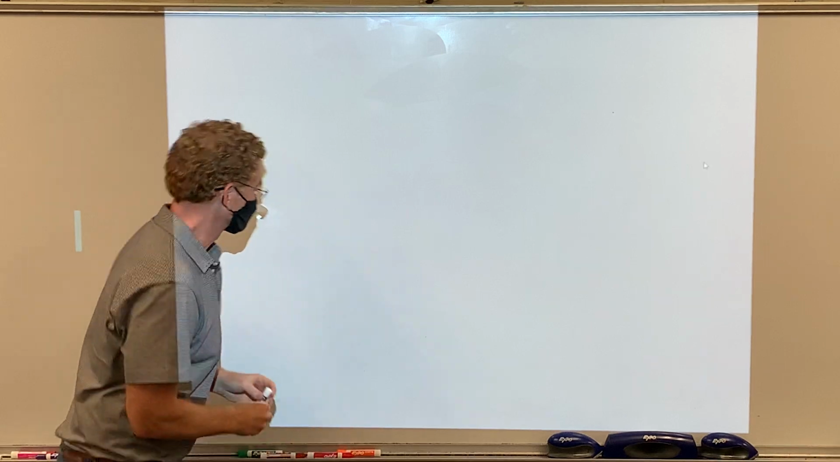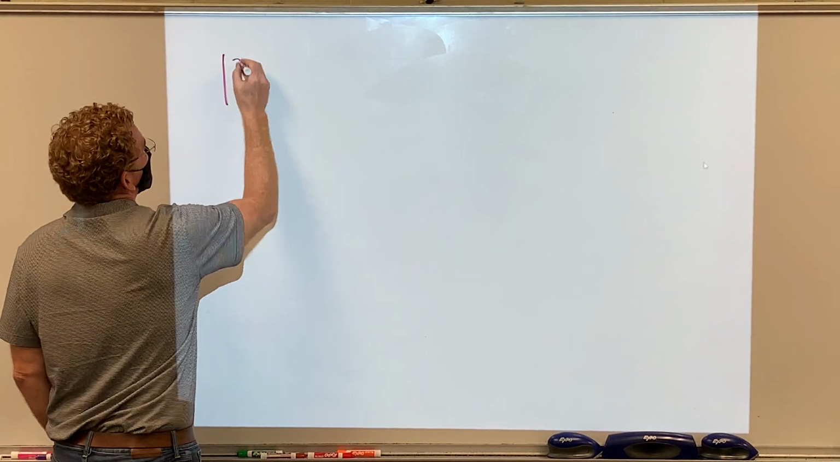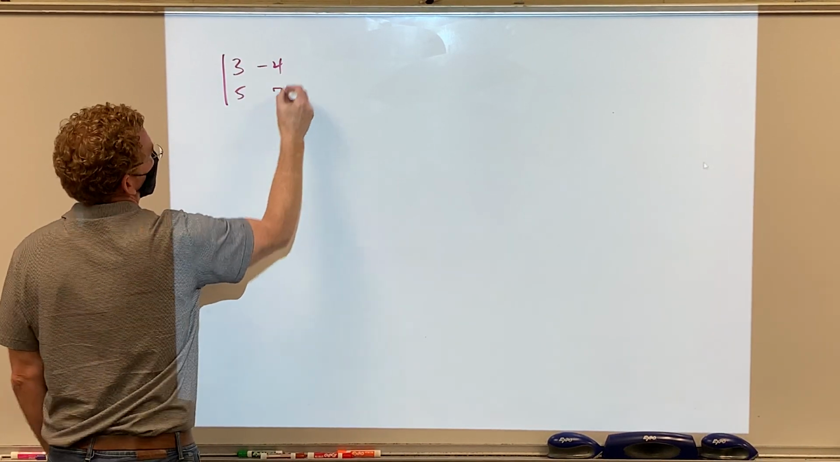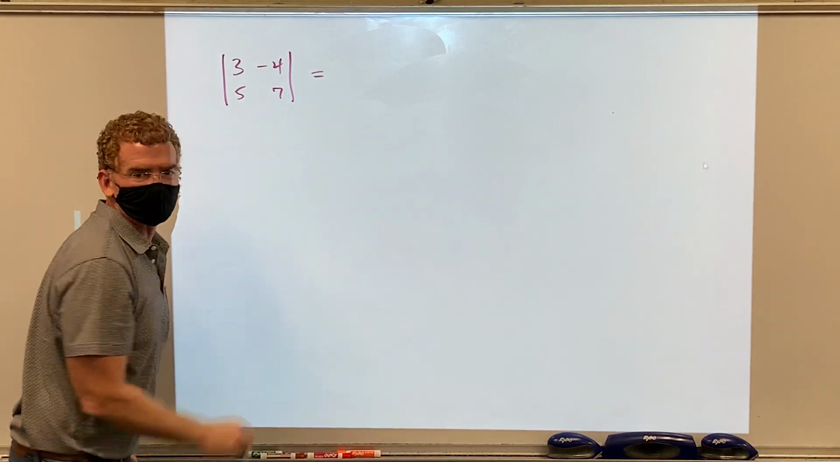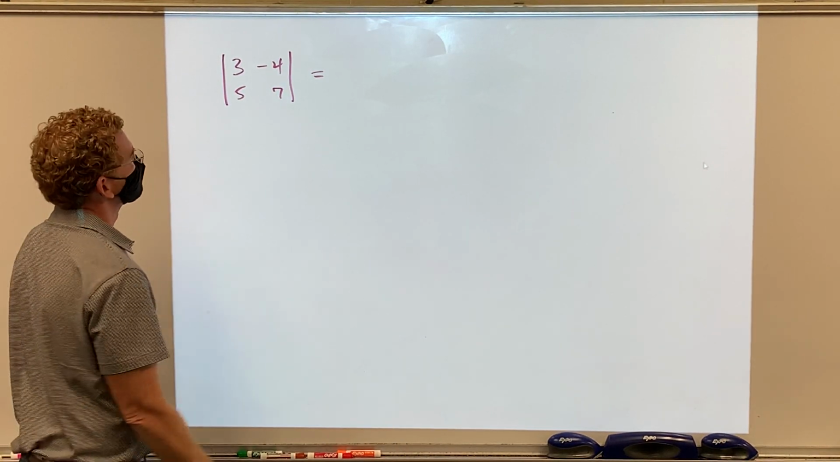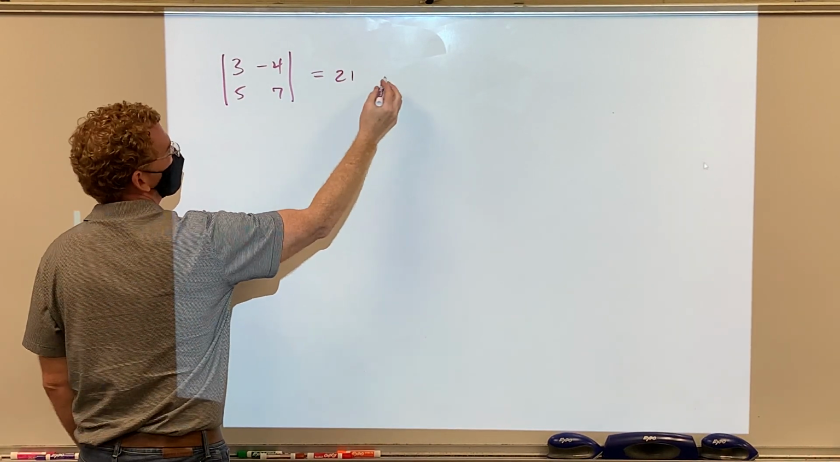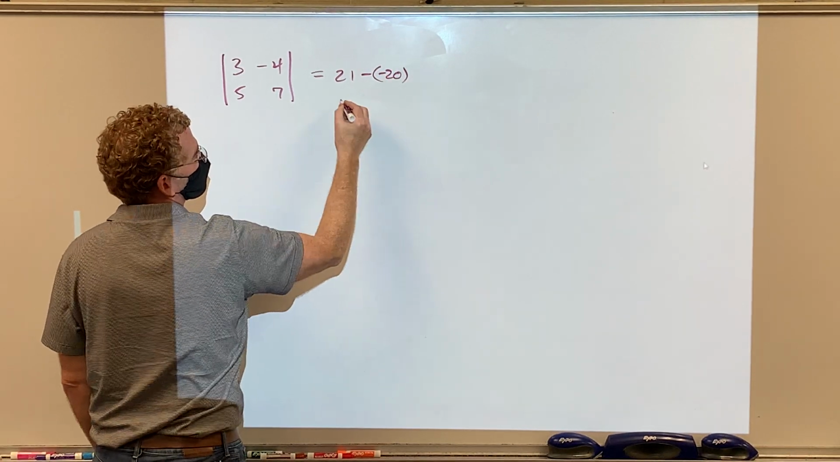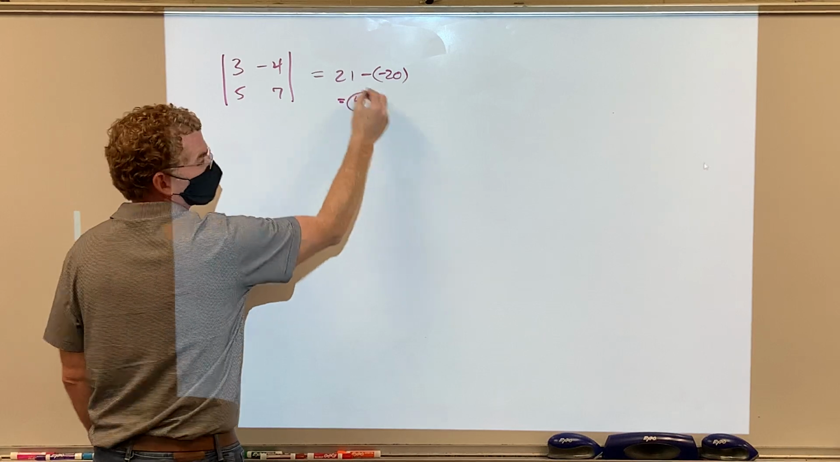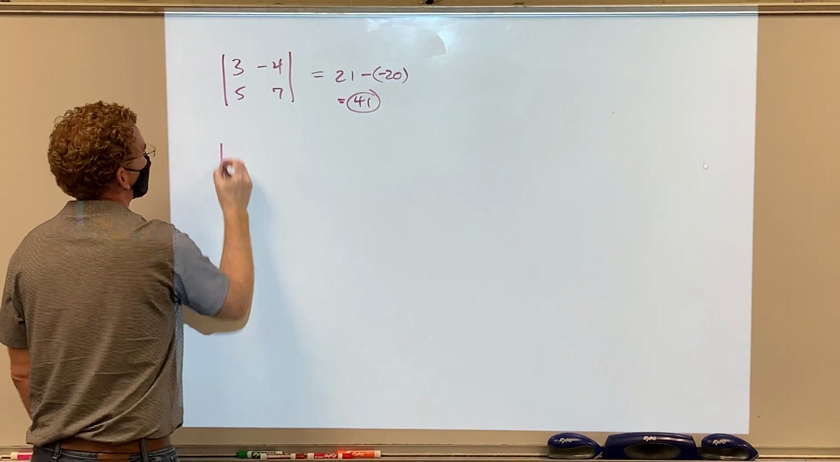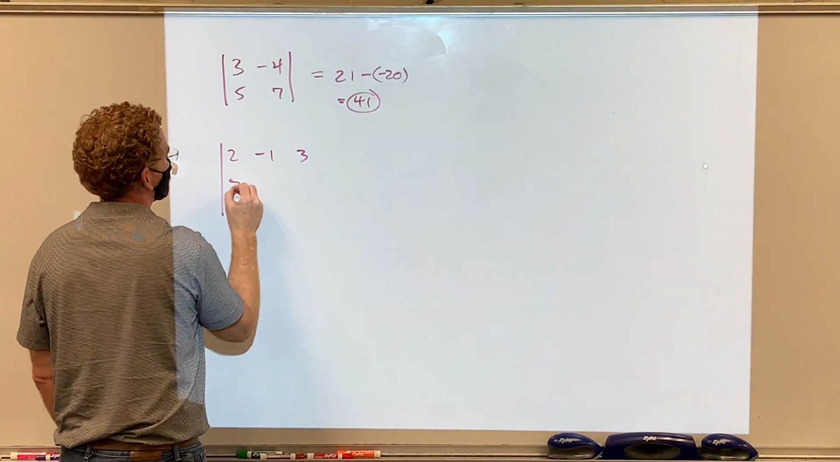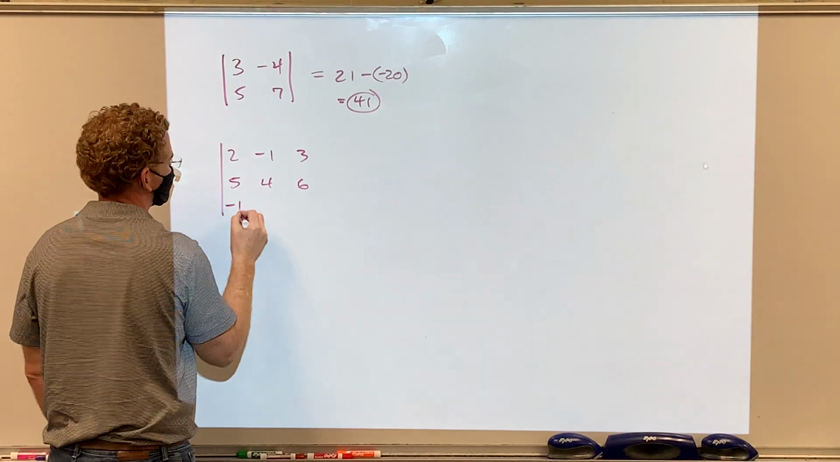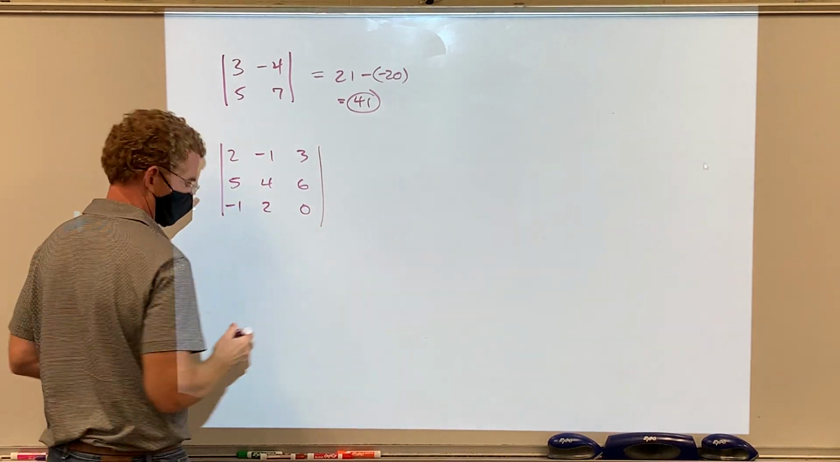Yes. So, real quickly. 3, negative 4, 5, 7. What would that tell you to do? 7 times 3, 21, minus a negative 20, which is positive 41. Everybody good? All right, what would this tell you to do? Do the little video game thing.